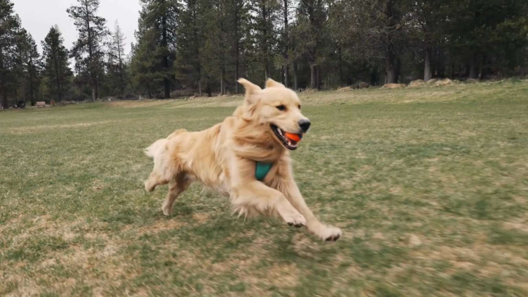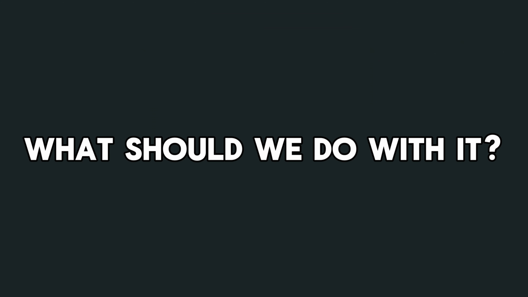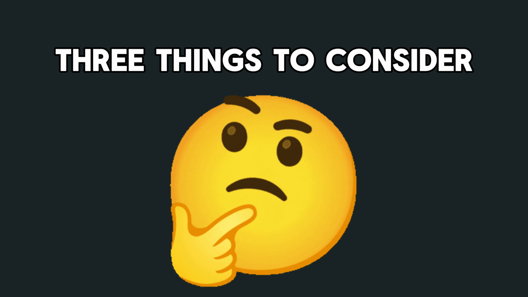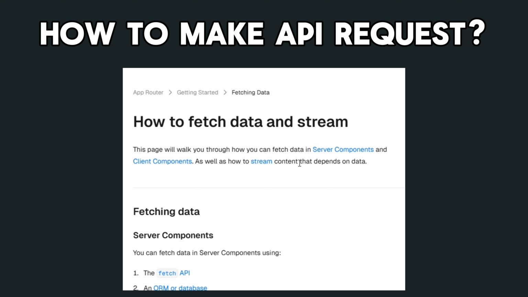One of the most common things you could do in an application is fetch data from an external API. Once you've gathered the data, there are several things you could do with it. Today, we're going to talk about 3 things to consider prior to displaying data in a Next.js application from an external source. To start out, how do we make an external API request in Next.js using a server component?